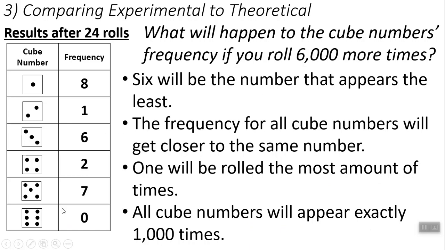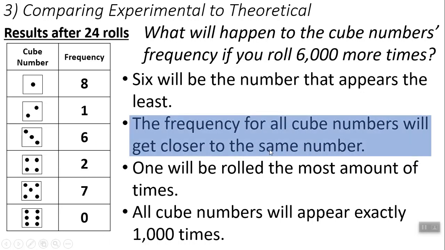Well, 6 appeared no times at all, but it will appear eventually if you roll 6,000 more rolls. The frequency for all cube numbers will get closer to the same number. They will all get closer and closer to the same amount. That's going to be the true statement. The more you roll, all of those cube numbers are going to start to appear closer and closer to the same amount. Let's just double check the rest of these.